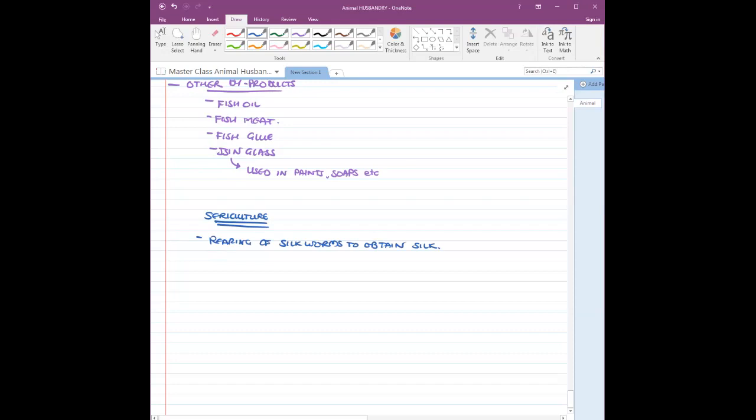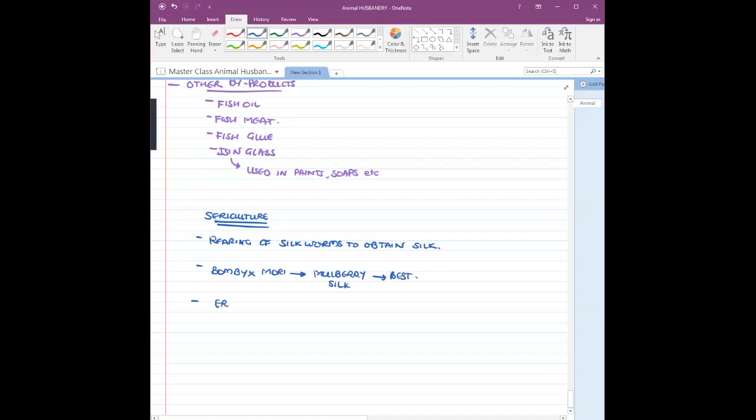Okay, and guys, which is the organism that we are going to use? Which caterpillar are we going to use? The name of that, we call Bombyx mori. This is the most important one, guys. The Bombyx mori is responsible for your best silk, that is your mulberry silk. This is the best one.